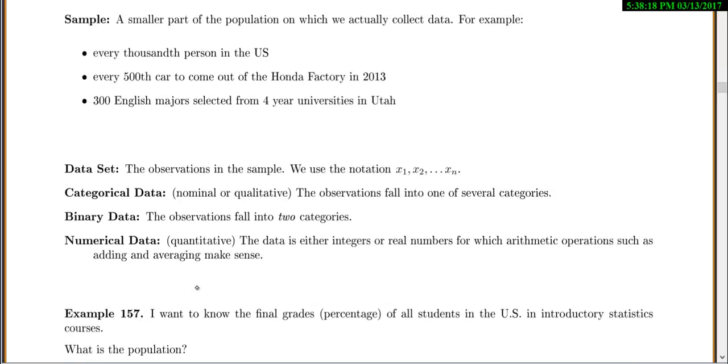When you collect a sample, you'll get observations out of it, and that will be called our data set. And we use the notation in this class of x1, x2, up to xn, so each little x value would be each observation. Your data can either be categorical or numerical. So categorical, sometimes called nominal or qualitative, means that you fall into one of several categories. Binary is kind of a subset of that, if you fall into only 2 categories. And numerical data, or quantitative, is your data is either like integers or real numbers. It's very numerical, and you can perform arithmetic operations like adding or averaging, and it makes sense to do that.